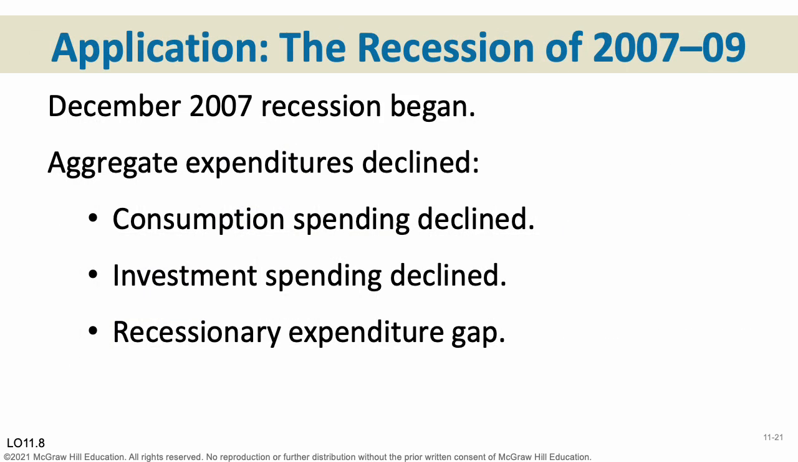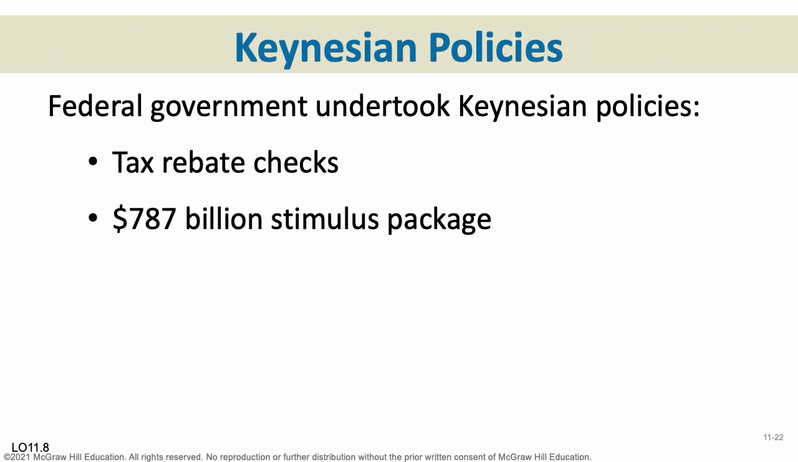So in the severe recession of 07 to 09, spending fell off a cliff. We see this in recessions, and that one was particularly bad. So consumption and investment both plummeted, and we had a recessionary gap as a consequence. We had unemployment at one point over 10%. So the federal government undertook Keynesian policies. They sent out rebate checks. They did a $750 billion stimulus package.